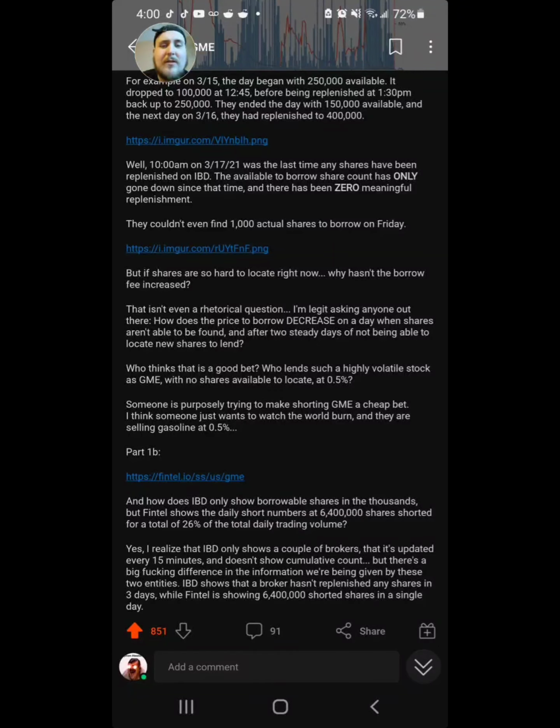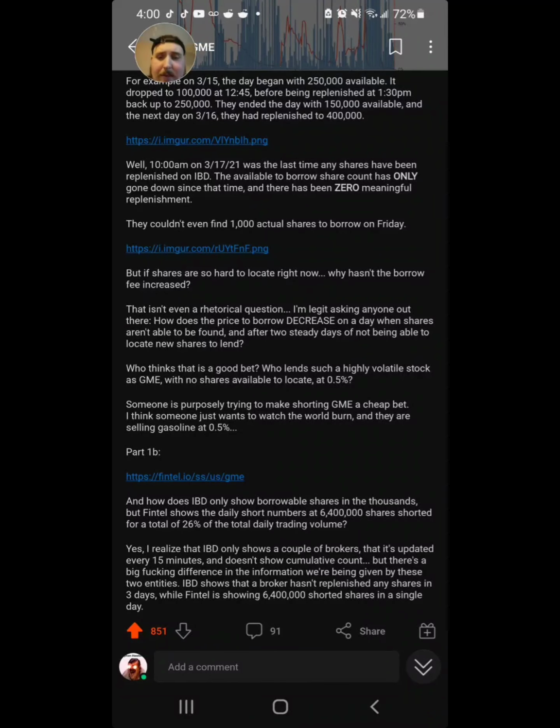And how does iBorrowDesk only show borrowable shares in the thousands, but Fintel shows the daily short numbers? Yeah, so basically the numbers on iBorrowDesk and other websites that track the amount of shorts have been inaccurate. They haven't been accurate lately. And I've noticed that myself. I'm sure other people have.